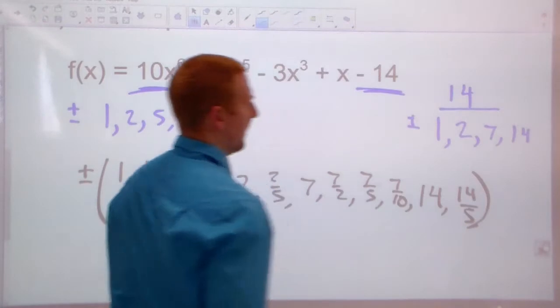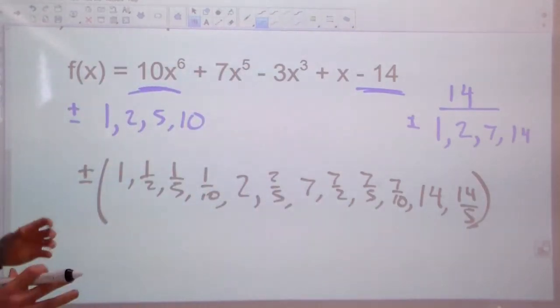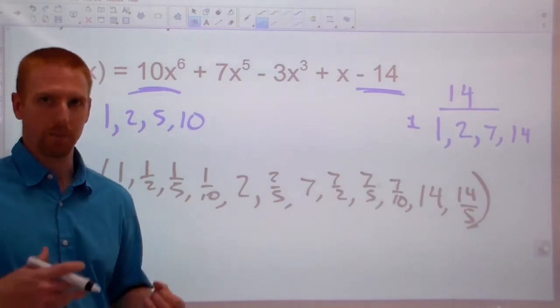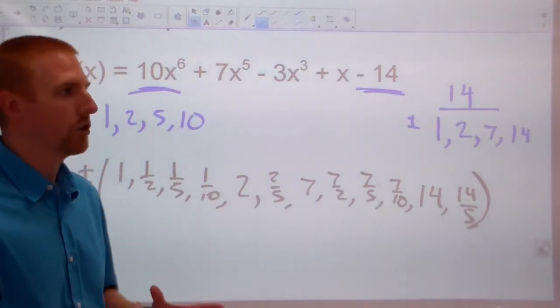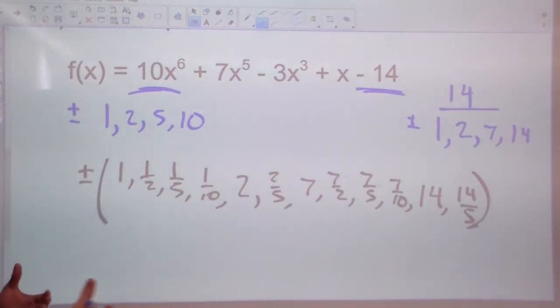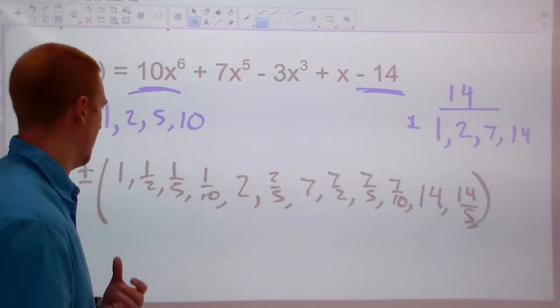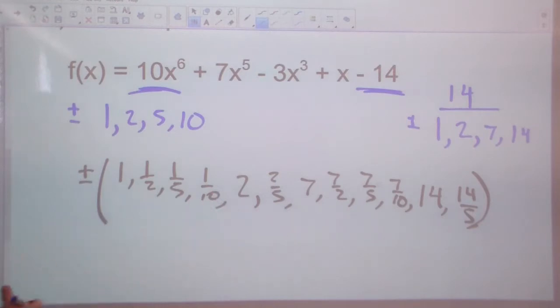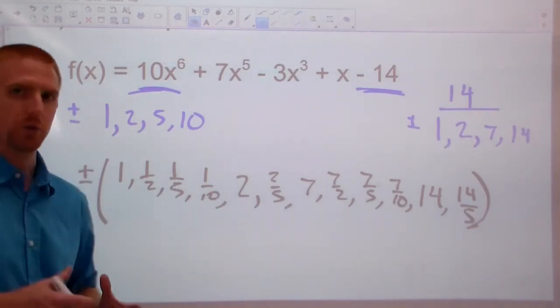Still a fairly long list, but now you've narrowed it down. And if we're going to find all these zeros by hand, then you've narrowed the list down, so you've got somewhere to start. And that's where we'll pick it up from there a little bit later on in this lesson. But that's it. That's how you generate your list of all your possible rational zeros.